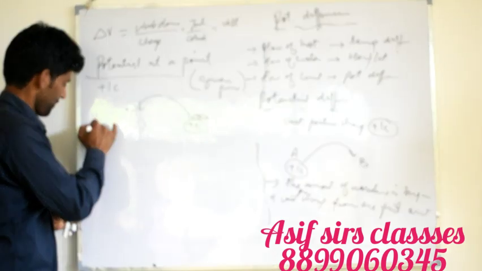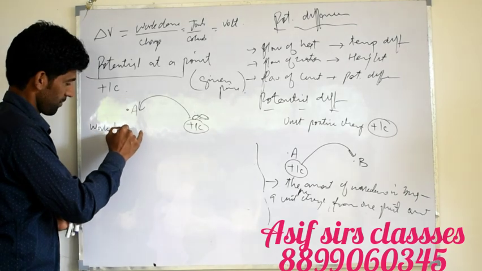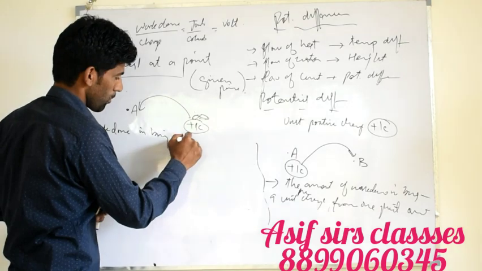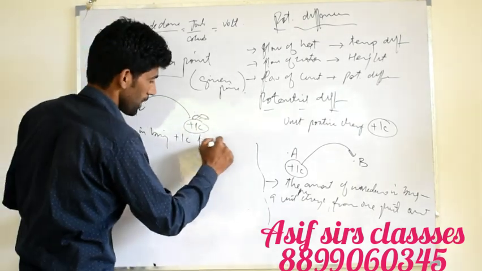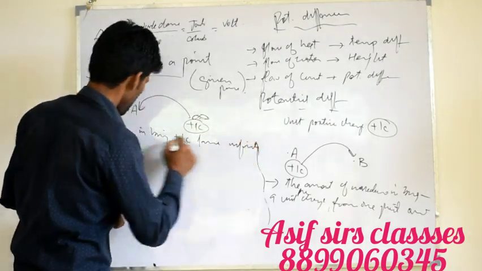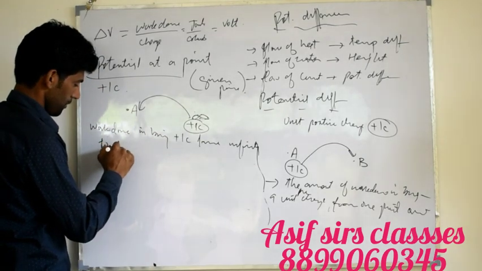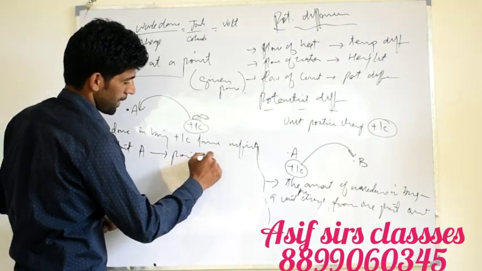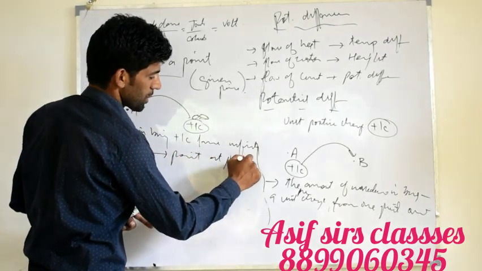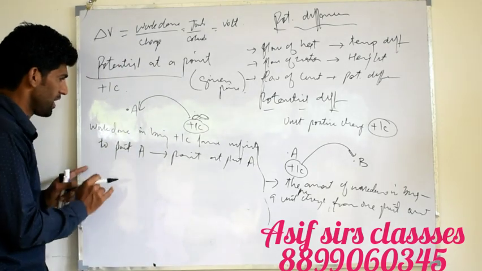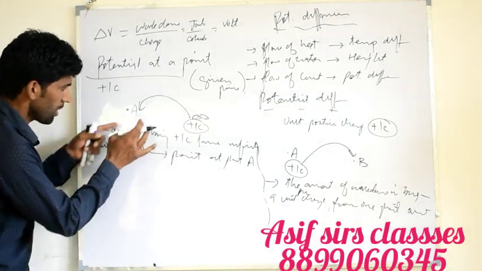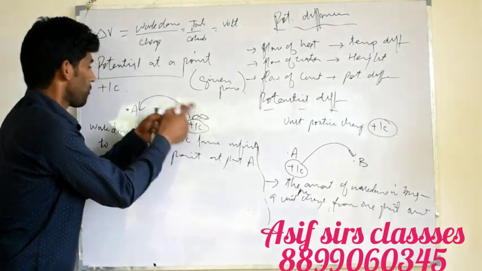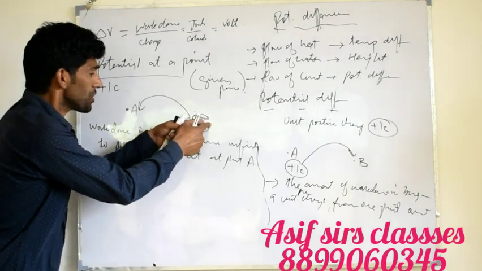I may write it: work done in bringing plus 1 coulomb of charge, or unit positive charge, from infinity to point A is the potential at point A. Just have a look, you will understand it easily. Here, plus 1 coulomb of charge is moving from this point to that point. That means this is initial, this is final.